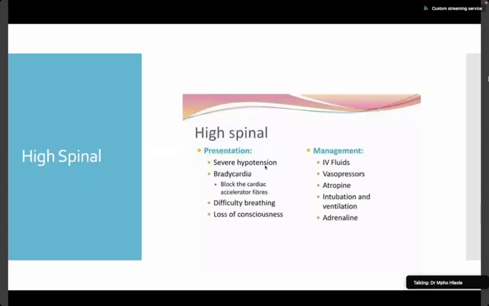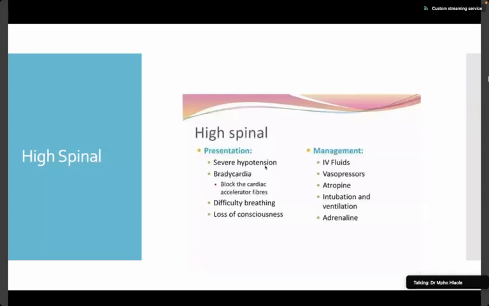Like I said, you might get a block at T1, T4. Patient might say, I have difficulty breathing. They might not have a total block. So when we don't see a high spinal total block, we tend to think that it's not there. But it does happen way more often than we realize. And we need to be ready for it.